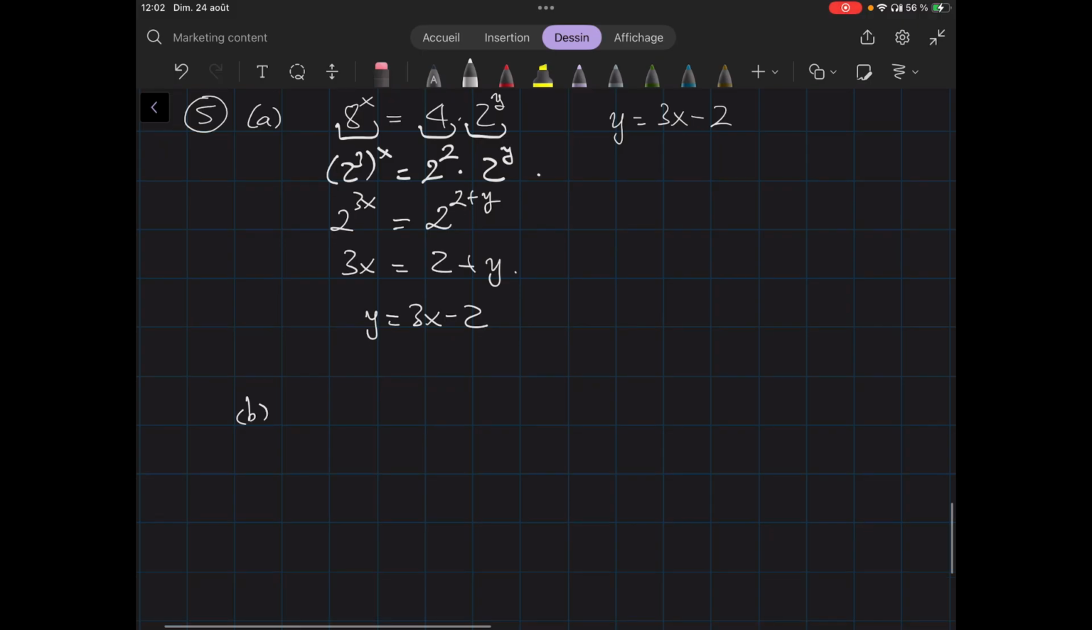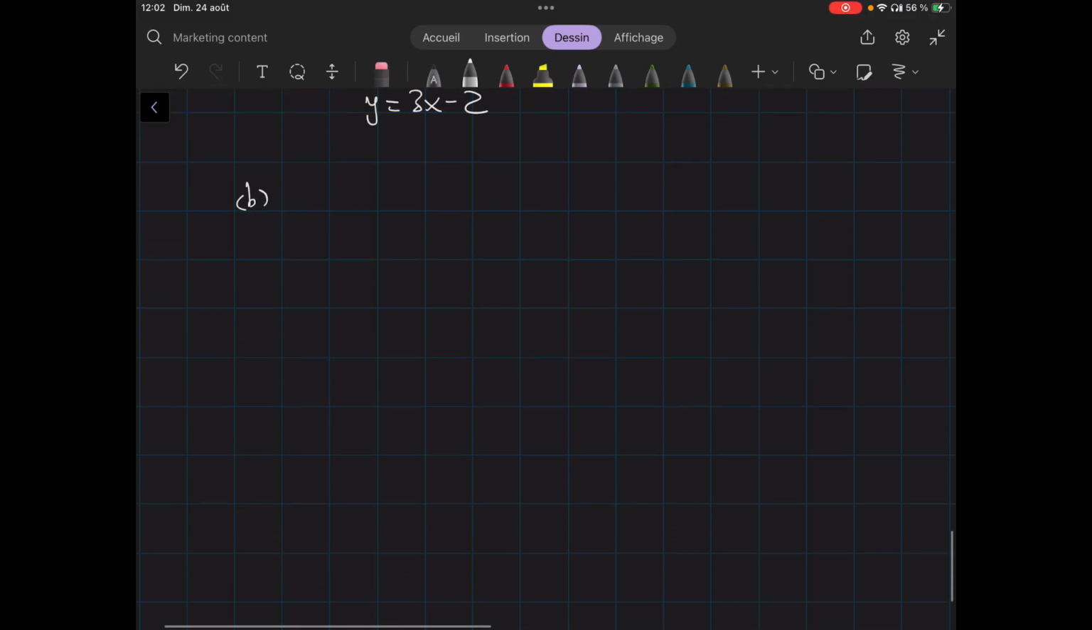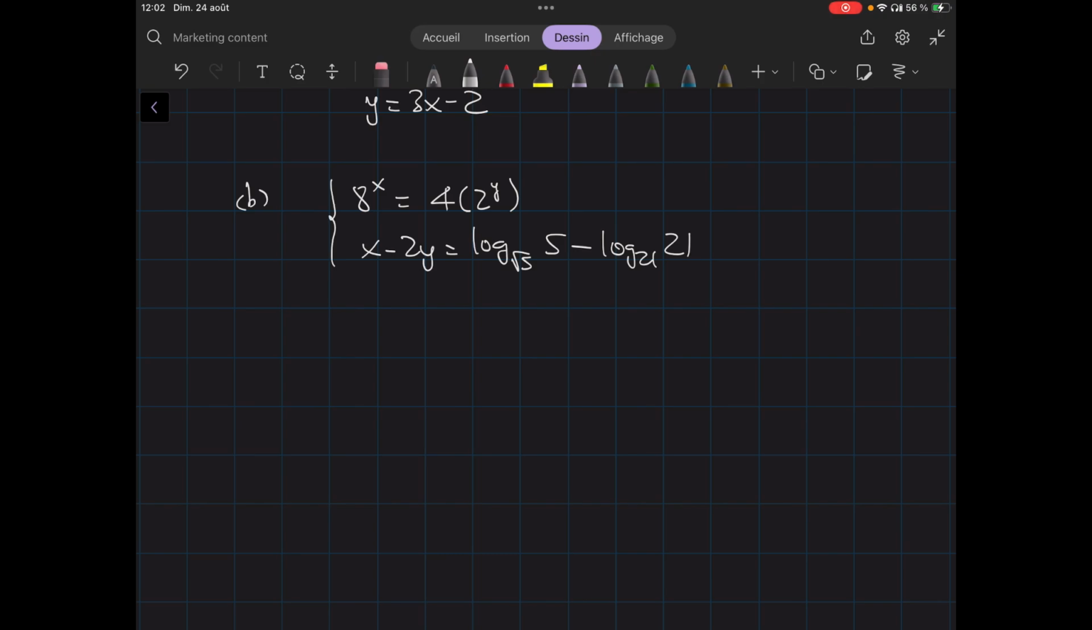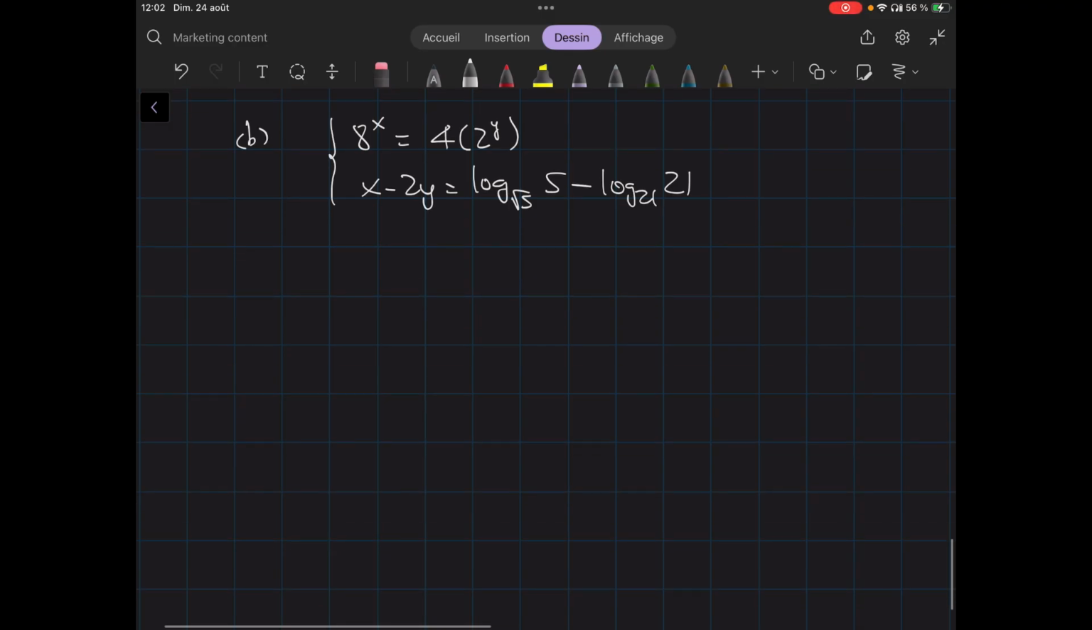In part B, you're asked to solve simultaneous equations. As usual, if the question tells you hence or otherwise, never, ever, ever take the otherwise option. The first equation, we just simplified in part A. It is y equals 3x minus 2. We also notice that this guy is a number and that guy is a number. So we can obtain a second linear equation.